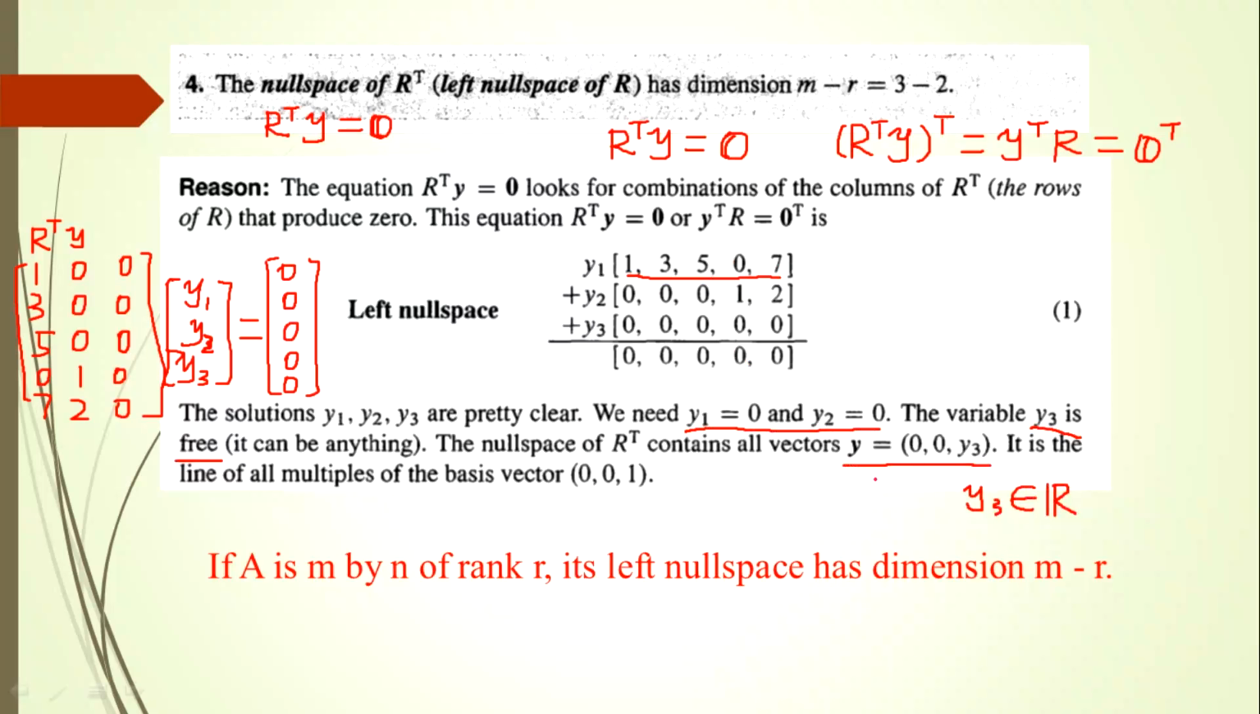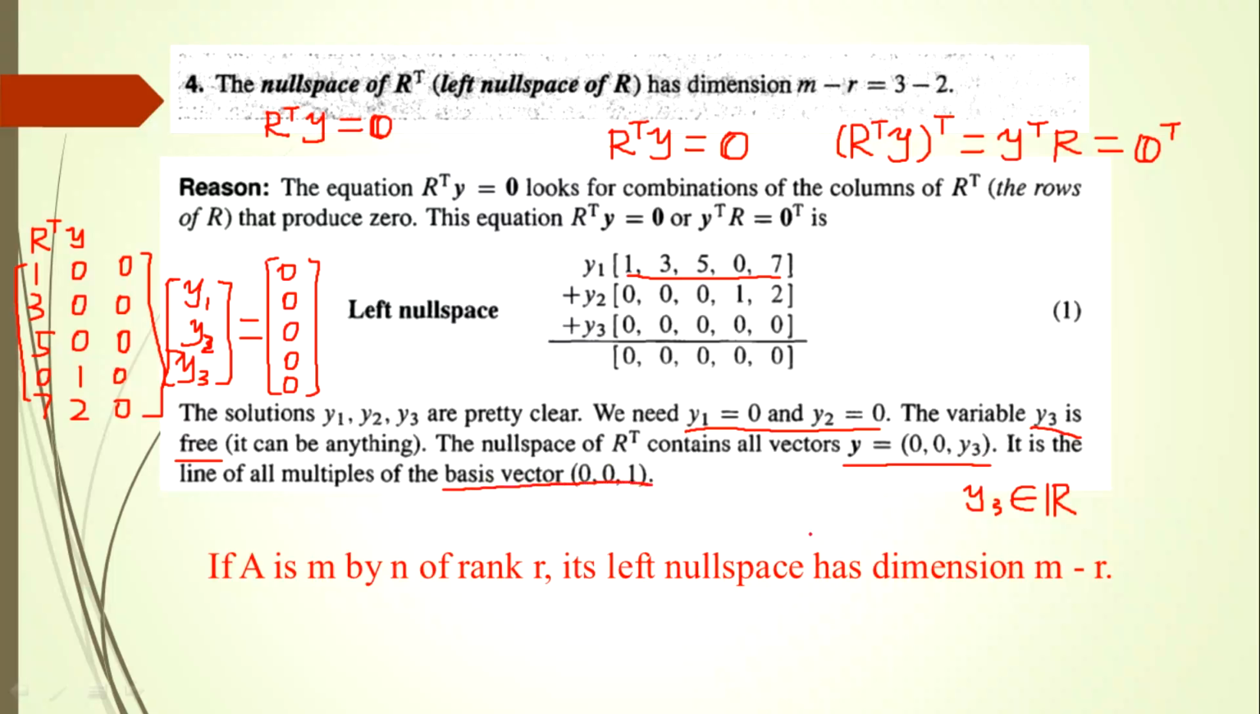This is all the solutions. This vector y represents all the solutions in the left null space, 0, 0, y3. Then how can we write its basis? The standard basis will be 0, 0, 1, right? Any other solution can be expressed as a multiple of this basis vector.